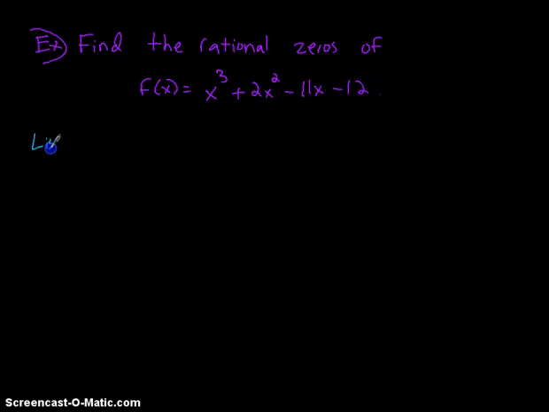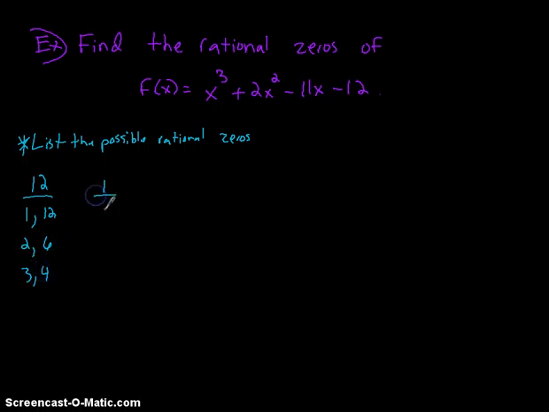So let's list the possible rational zeros. How are we going to list it? Find all the factors of 12, the constant, and find all the factors of 1. 12 has the factors 1 and 12, 2 and 6, 3 and 4, and that's it. 1 has a factor of 1, or 1 and 1. You don't need a second one. Just 1.